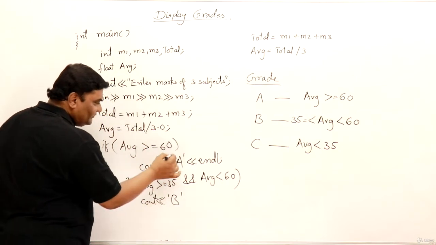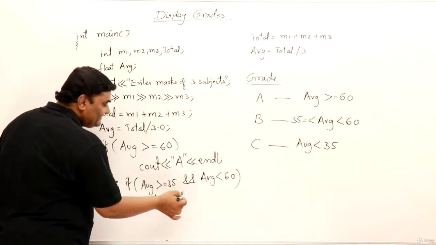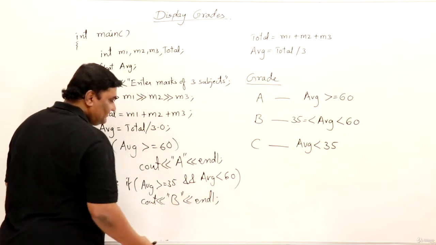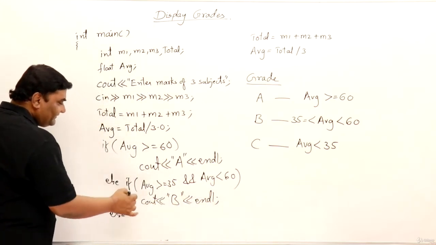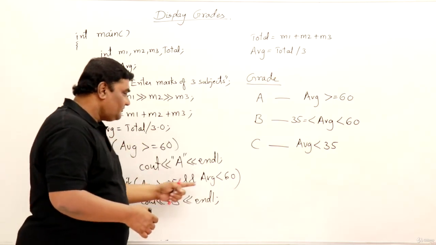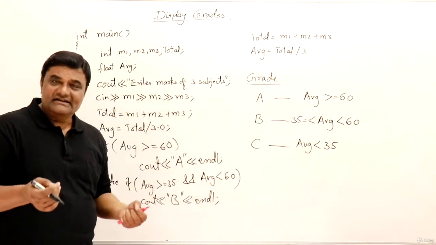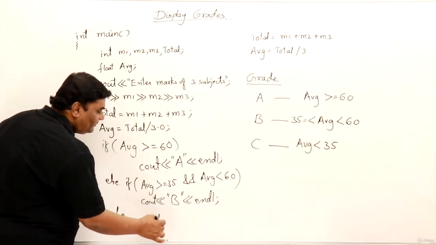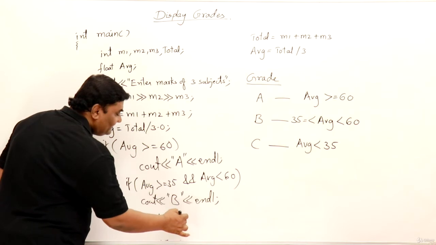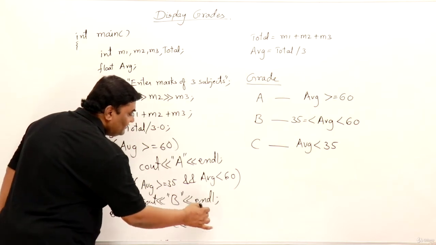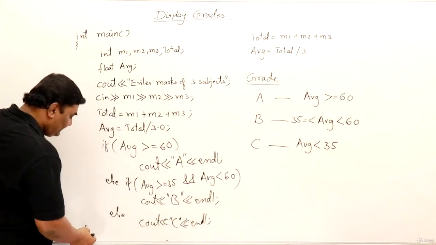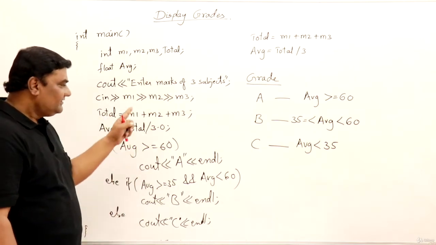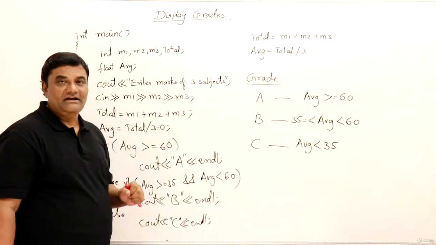B. So I can use double quotes or single quotes, anything. Single quote will be a letter, double quote will be a string, then endl. Then else means if it is not greater than 60, not between these two, then definitely it is less than 35. So when it is less than 35, just we will say cout, grade is C. So this is how we can write nested if. This is if, else, if, then again else. So using nested if, we have written this program.